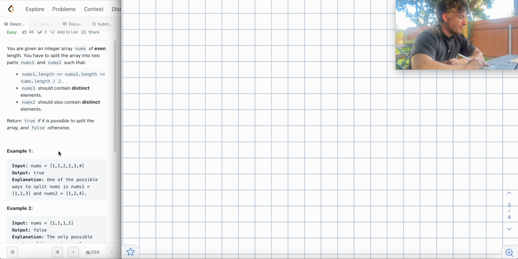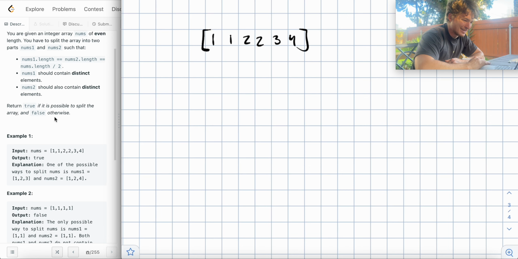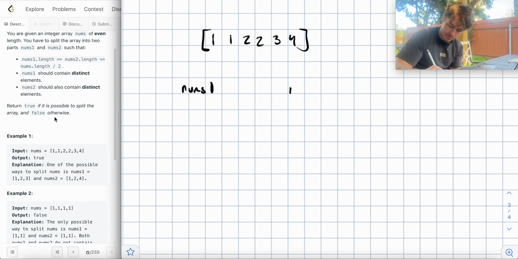Okay, so basically what this is saying, this first condition, is that I'm going to take my nums, right? 1, 1, 2, 2, 3, 4. Is it sorted already? No, there's nothing about being sorted or anything like that. Okay, so 1, 1, 2, 2, 3, 4. And what I'm basically going to do is I'm going to create two new arrays, nums1, right, and nums2.